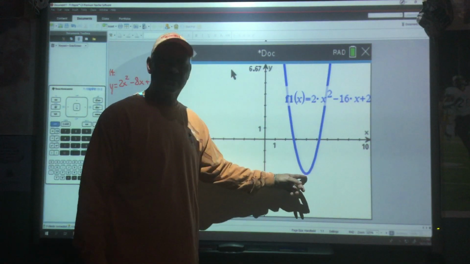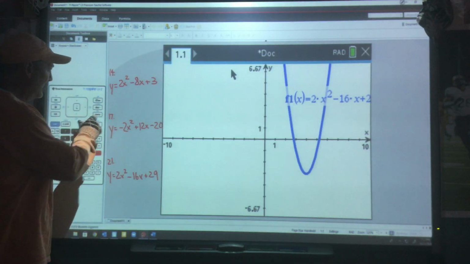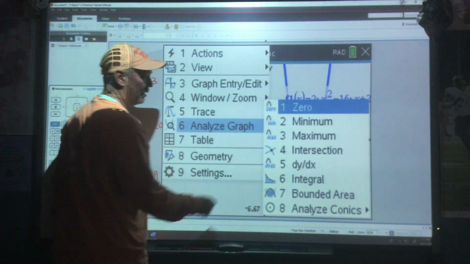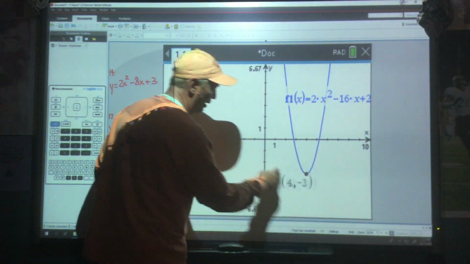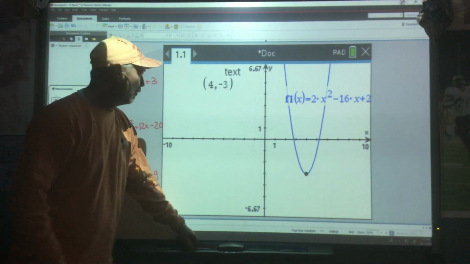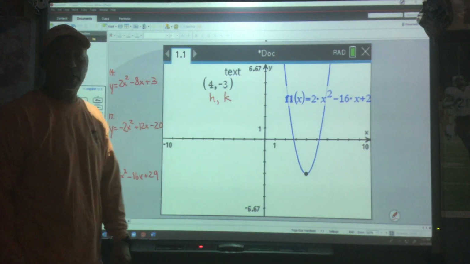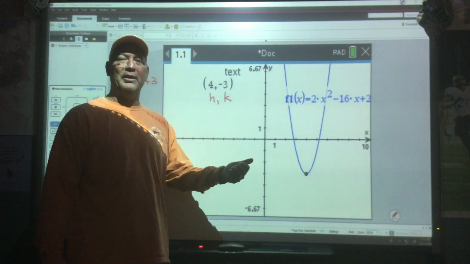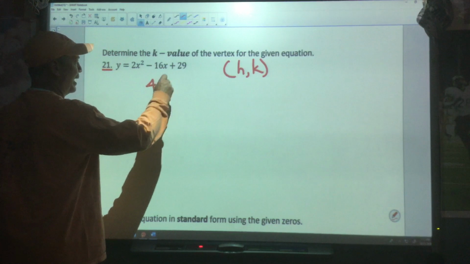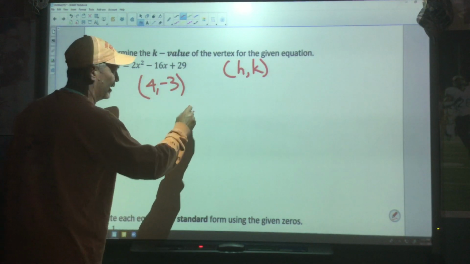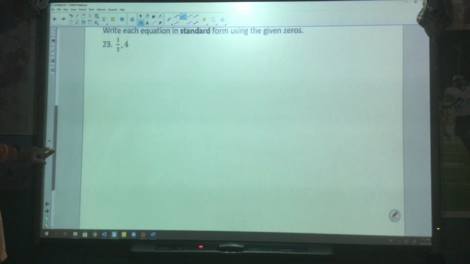What are we looking for? In this case, this is a minimum value, but we know it's going to be our vertex. So we're going to say menu, analyze. This is going to be a minimum. We go to the left, to the right, and there is our value. What are we looking at? 4, negative 3. This is your h, this is your k. So what is my k value? My k value is negative 3. That's what we were asking. We had (4, negative 3), and we know that k equals negative 3. Got it? All right.